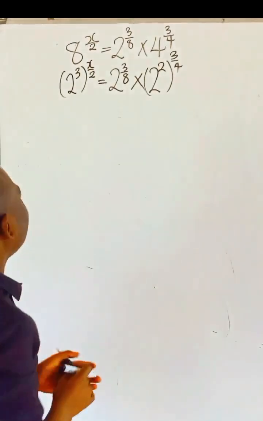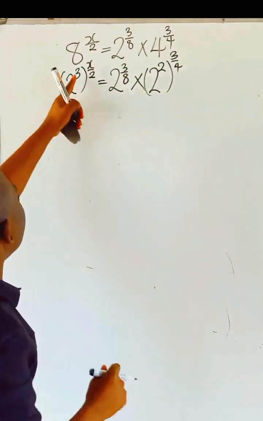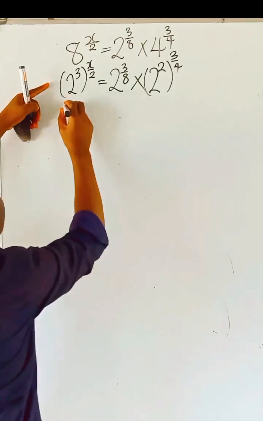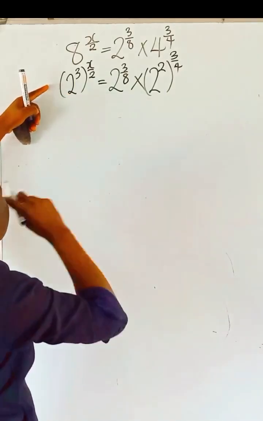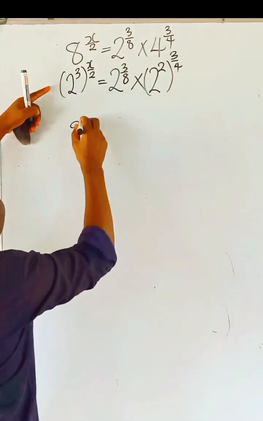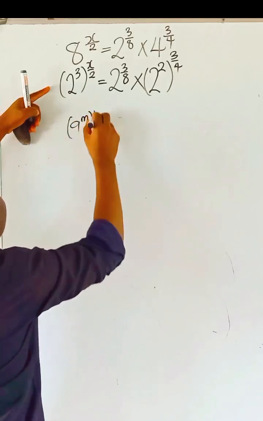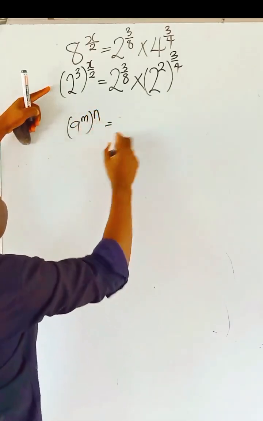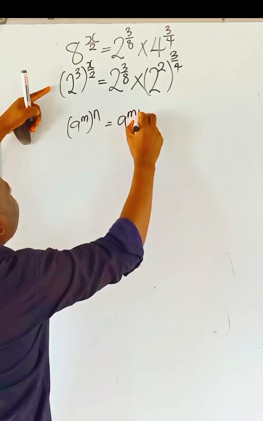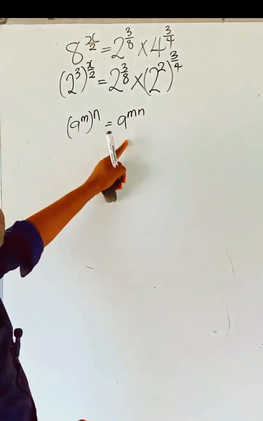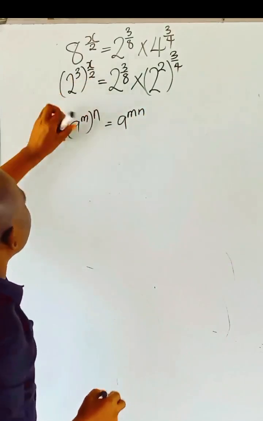Then we consider this and this. One of the rules of exponents says that a raised to the power of m, bracket n, is the same thing as a raised to the power of mn. This is one of the rules, and we're going to apply it to this. We're going to use this exponent to multiply this.